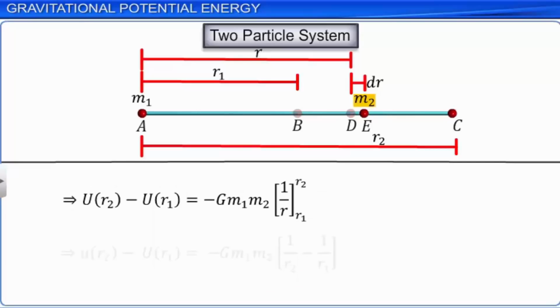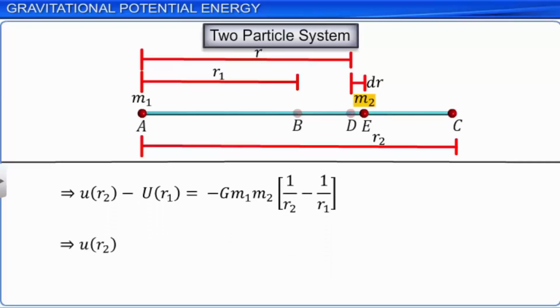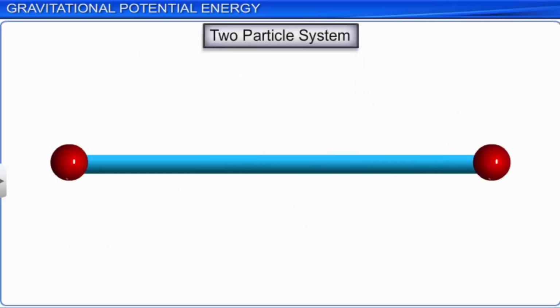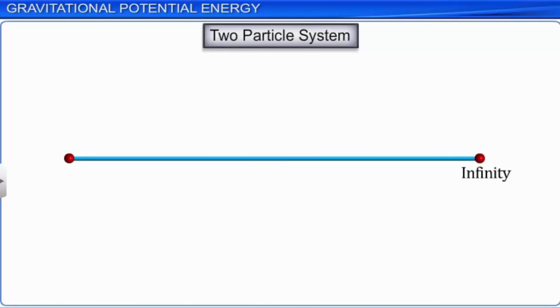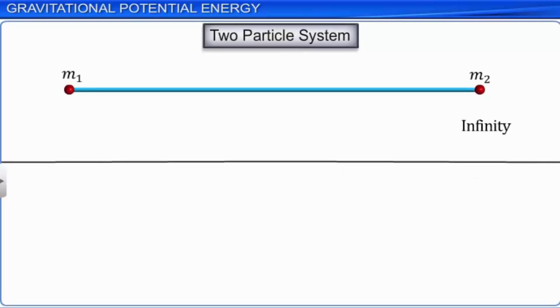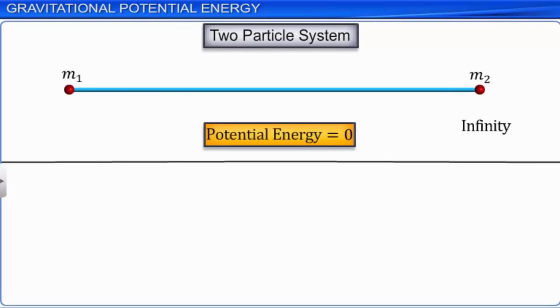Now consider the distance between the two particles is infinity. In this case, the potential energy of the system is chosen to be 0. Thus, U(infinity) is equal to 0. In general, while defining the gravitational potential energy of a two-particle system, we bring a particle from infinity close to another particle. In this expression, r1 is infinity and r2 is equal to r.